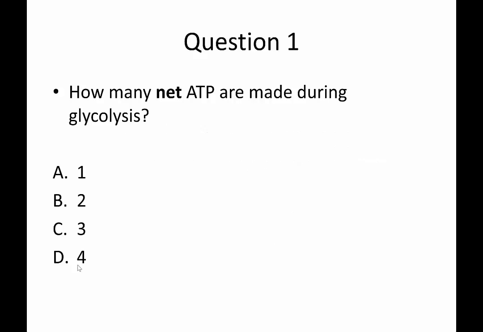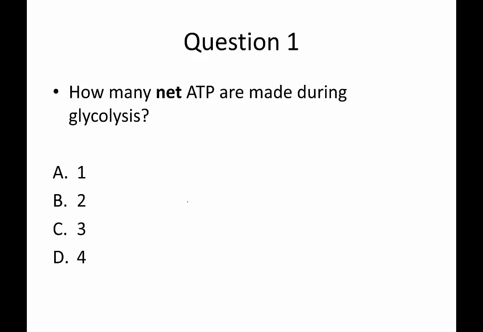So to start off this lecture, I'm going to have a question here. This is question number 1. This is sort of review from the last lecture we had on glycolysis. So how many net ATP are made during glycolysis? A 1, B 2, C 3, D 4. Please answer your question on Blackboard.